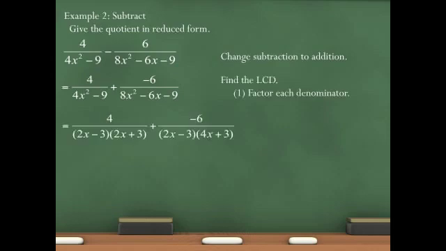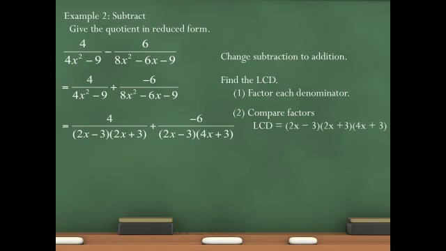To add fractions, we need to have common denominators. To find common denominators, we need to compare factors within each denominator. The first denominator, 4x squared minus 9, is a difference of squares. 4x squared minus 9 factors into 2x minus 3 times 2x plus 3. The second denominator is a trinomial that can be factored into 2x minus 3 times 4x plus 3. If you need help factoring, you may want to go to the section on polynomial factoring.